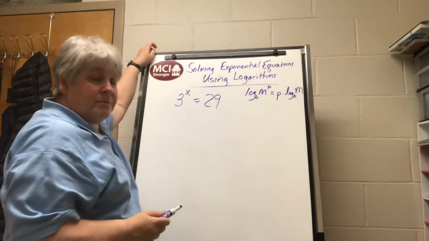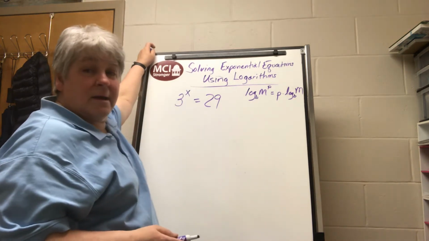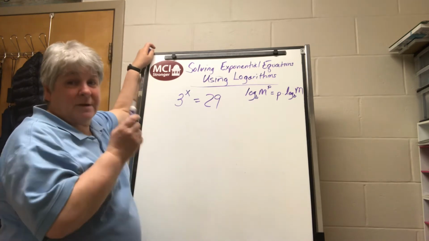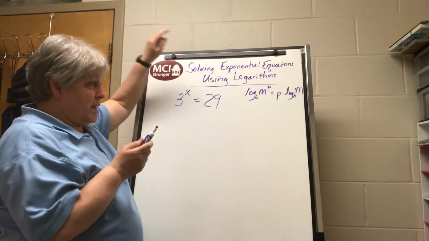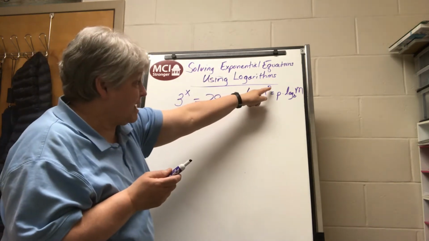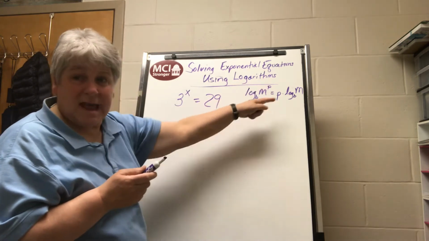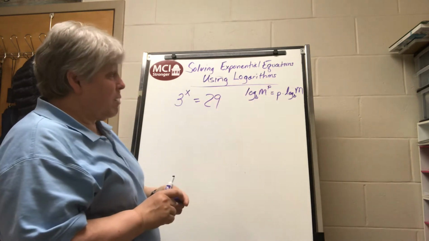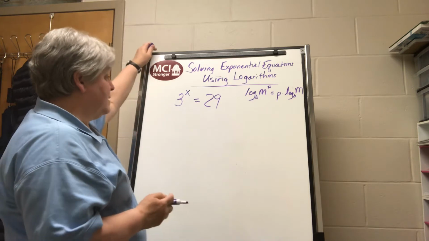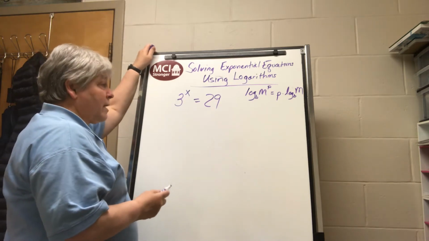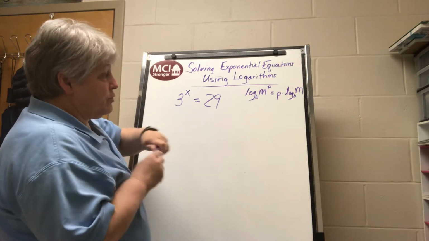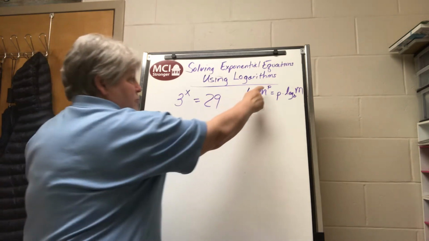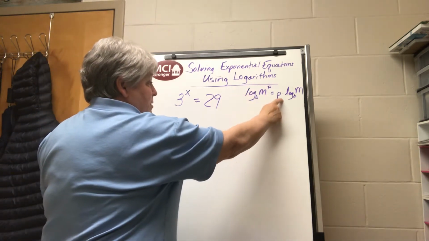Well, that's handy because if you remember right, the variable we're hunting for is up in an exponent. And by using that property, we can get that variable out of the exponent and down at a level where we know how to handle it better. So, that's what we're going to do. We're going to use this property that lets us bring the power down front as a multiplier.